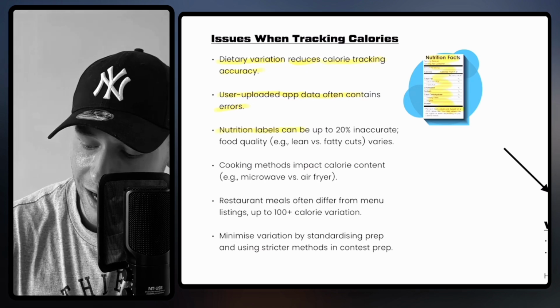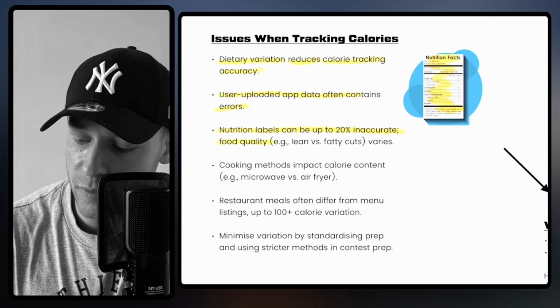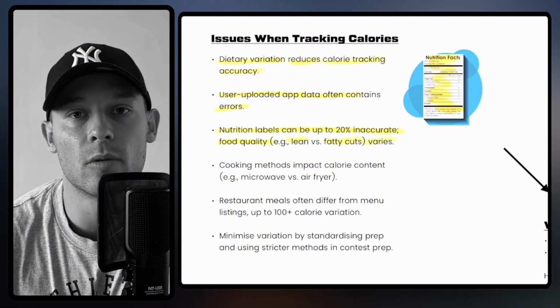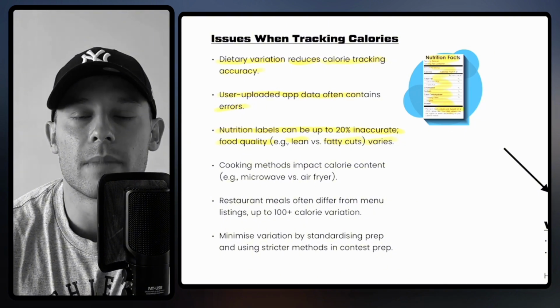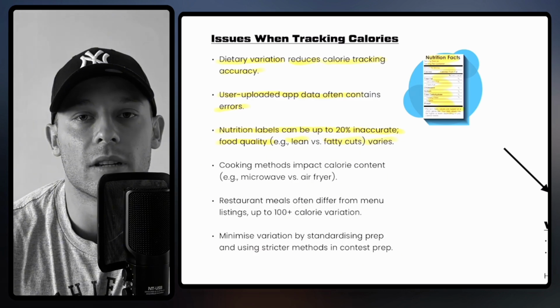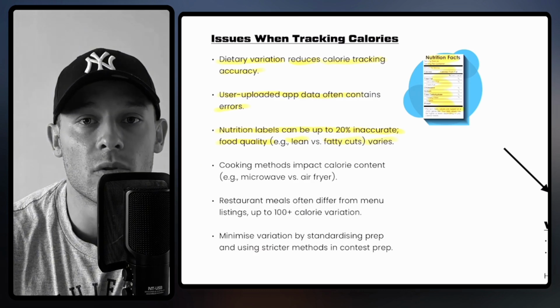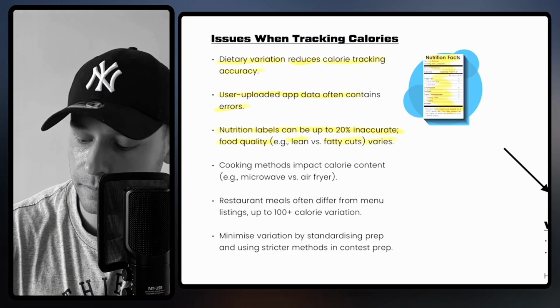Number 3, nutrition labels tend to be up to 20% inaccurate. That's based on food quality, so lean versus fatty cuts, and it will vary. So just because it says what it says on the tin doesn't mean it's strictly true. Again, turn that product around, take a look at the ingredients list, take a look at the nutritional value table, and ensure it matches what's on the tin.